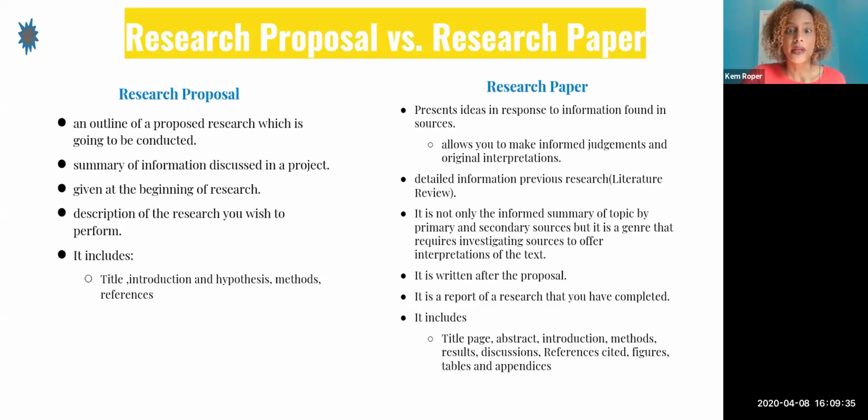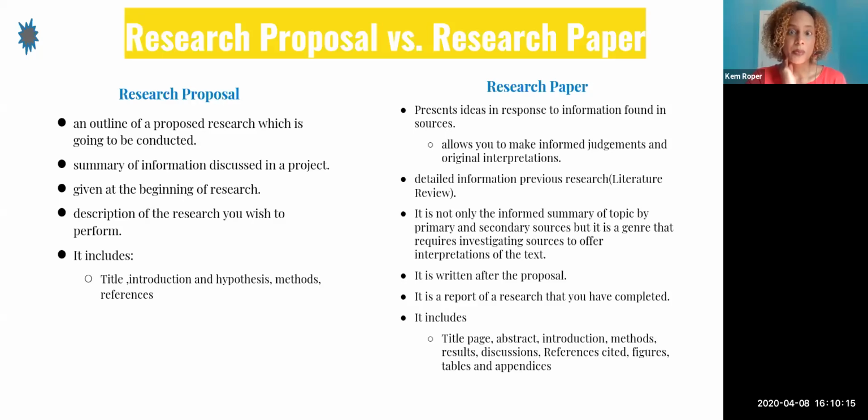You want to provide detailed information of the previous research that has been done. That is called a literature review. The purpose of a literature review is to compare and contrast all those different studies that have been done or all the different perspectives that have been presented prior to you doing this particular work. It is not only the informed summary of the topic by primary and secondary sources, but it is a genre that requires investigating sources to offer interpretations of the text. So as I said, the interpretation of what has been done is really important.